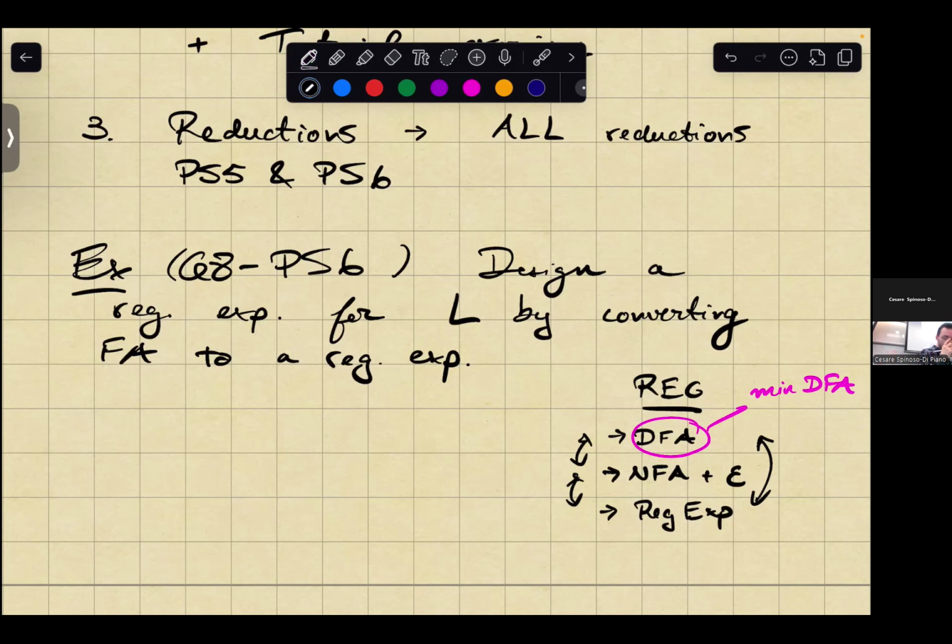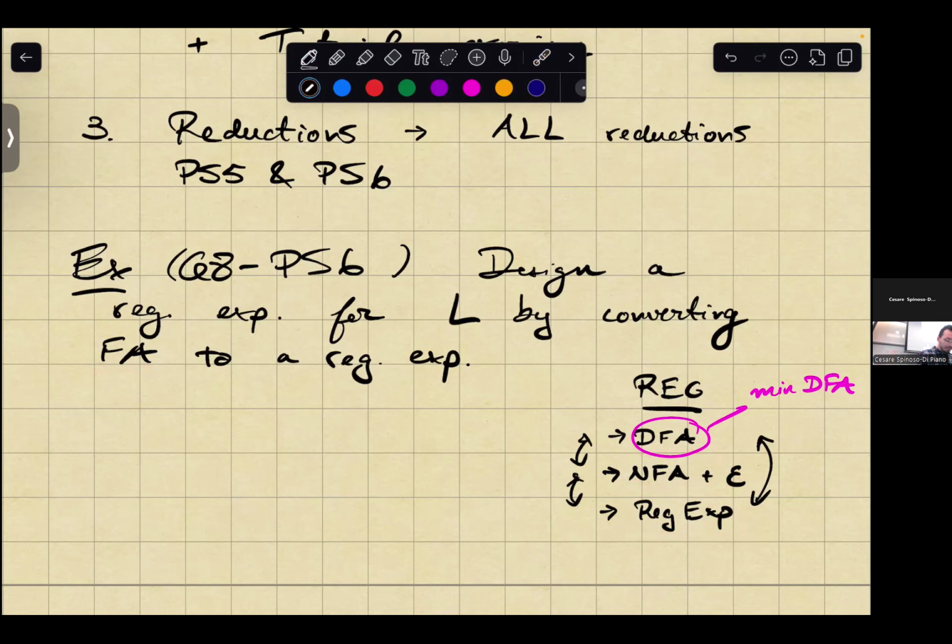In this example, though, it's not really about minimizing a DFA. It's more about converting one representation to another. So in this case, I want to create an FA representation, either an NFA or a DFA, and I want to convert it to a regular expression.